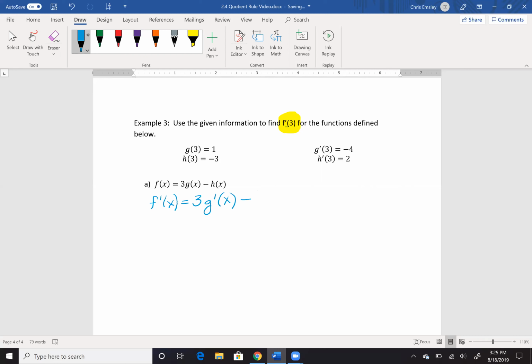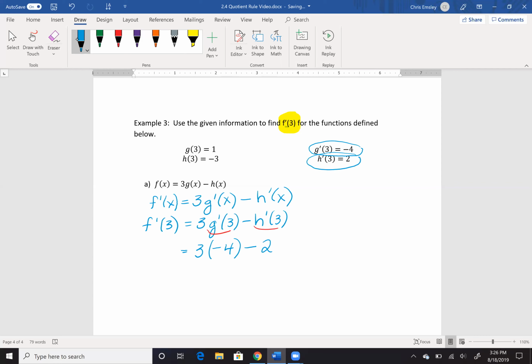Minus h of x, well, the derivative of h of x is h prime of x. Okay, that's the derivative. That's all we have to do here, except one more step. We need to plug in 3 in place of x. So we want 3 times g prime of 3 minus h prime of 3. And these two things are values we just look up in the little table they gave us at the beginning of the problem. So g prime of 3 right here is negative 4. Minus h prime of 3 right here is 2. So we get negative 12 minus 2, or negative 14 for our final answer.